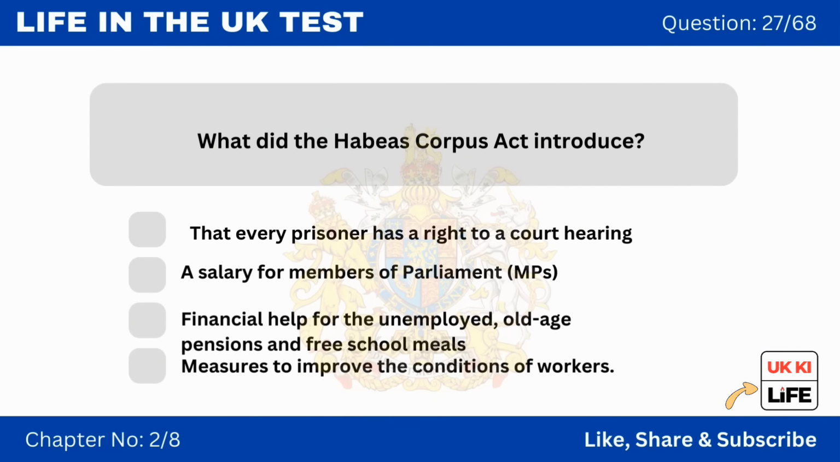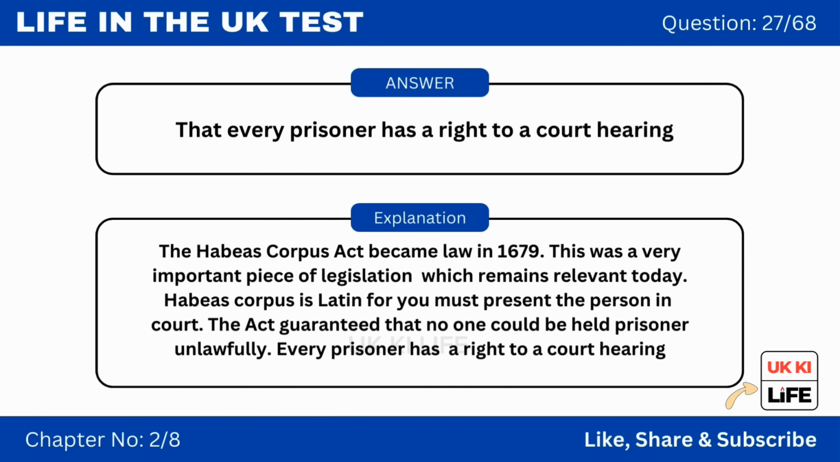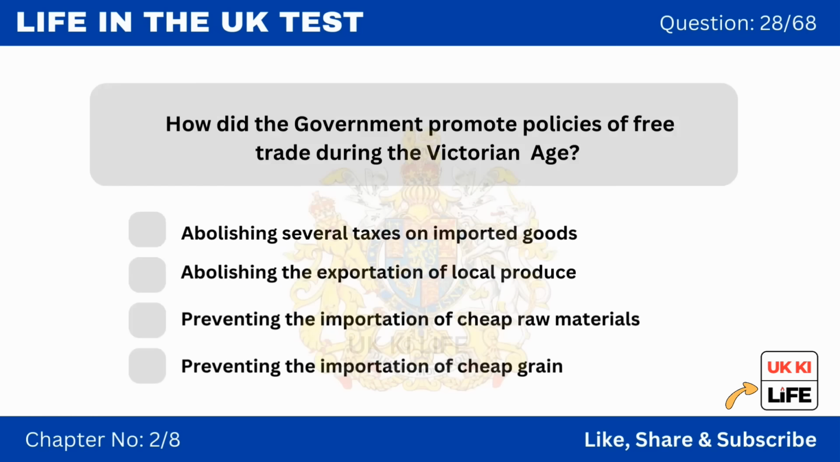The correct option is A. Explanation. The Habeas Corpus Act became law in 1679. This was a very important piece of legislation, which remains relevant today. Habeas corpus is Latin for you must present the person in court. The act guaranteed that no one could be held prisoner unlawfully. Every prisoner has a right to a court hearing. Question 28. How did the government promote policies of free trade during the Victorian age?